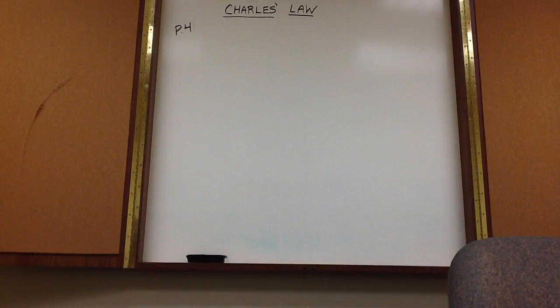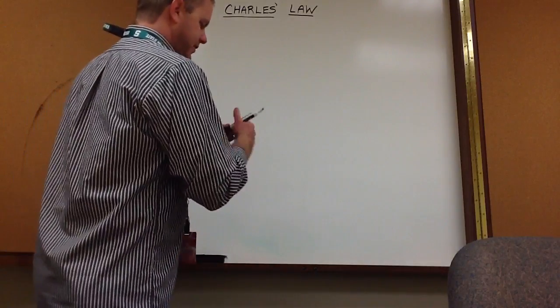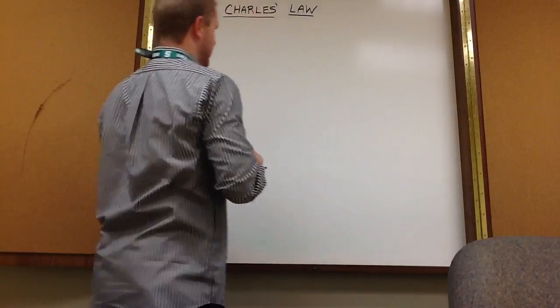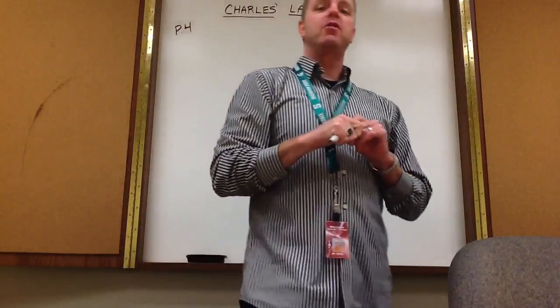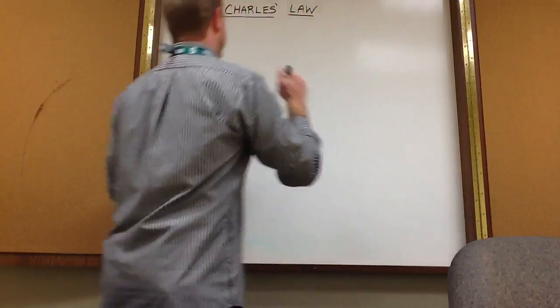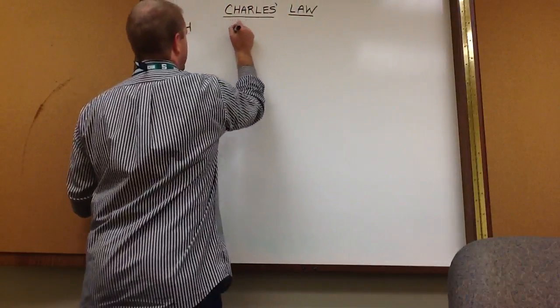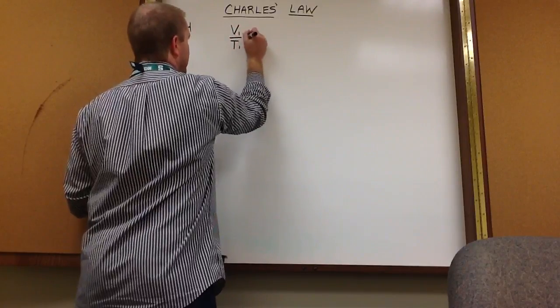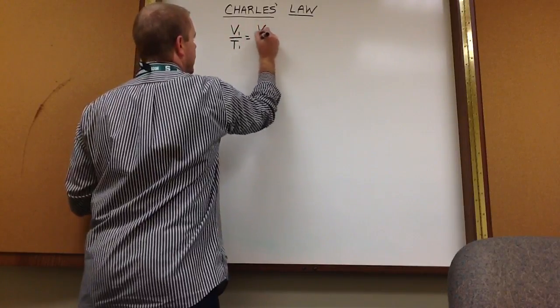Charles' Law, page 4 in your packets. So, Charles' Law states that we can take the volume and the temperature and demonstrate them to have a directly proportional relationship. Now, how do we do that? Well, we say this: V1 over T1 equals V2 over T2.